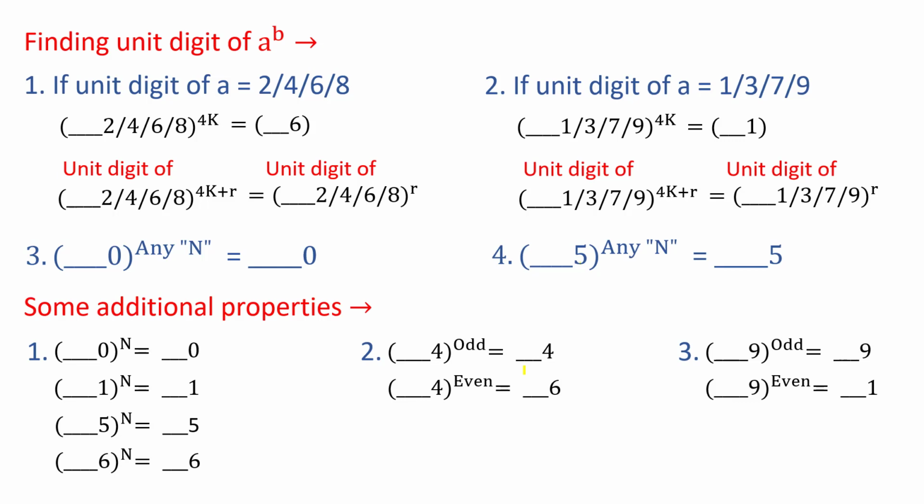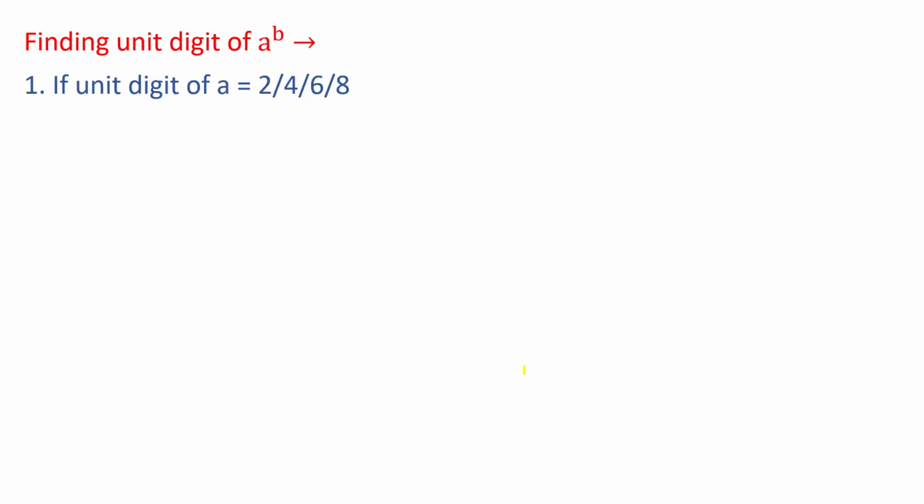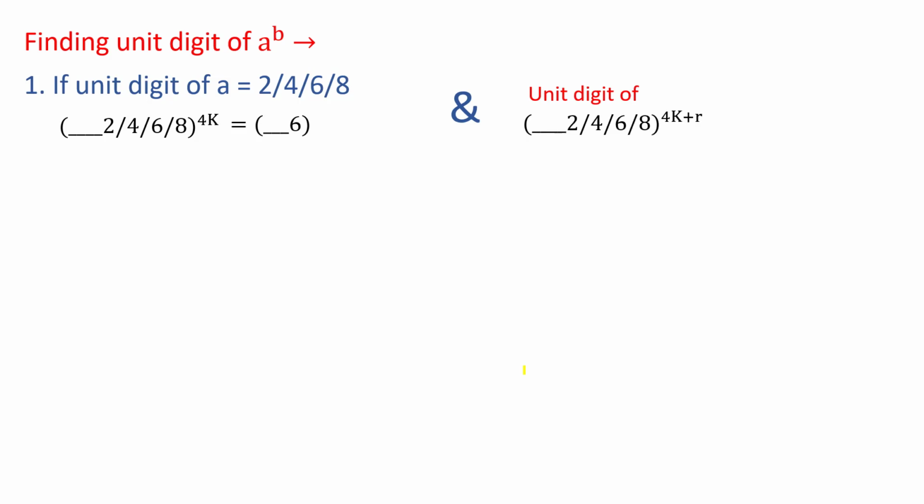So how can we use these properties? Let's have a look at it. The rule that we saw right now, let me repeat that rule. If unit digit of a number is 2 or 4 or 6 or 8 to the power multiple of 4 always ends with 6, and the unit digit of the same number which ends with 2 or 4 or 6 or 8 to the power 4k plus r is same as the unit digit of the same number to the power r. Now how can we use this property? Let's have a look at the first example.